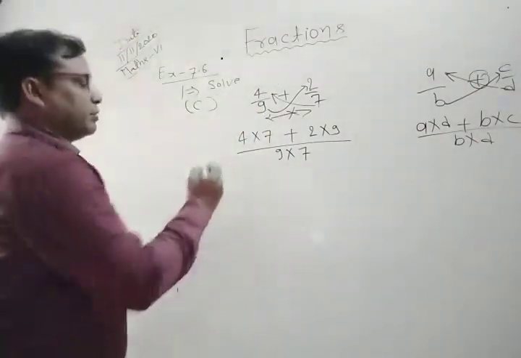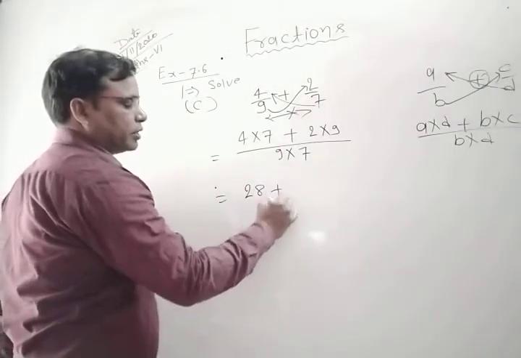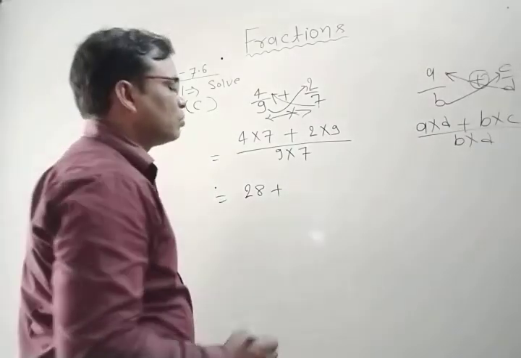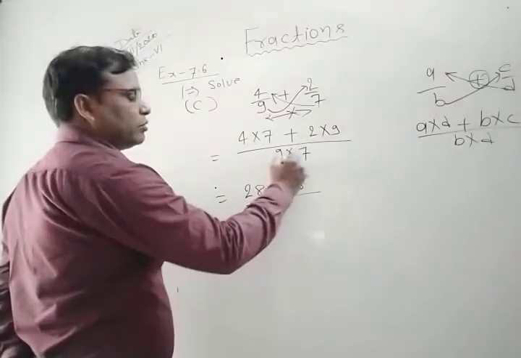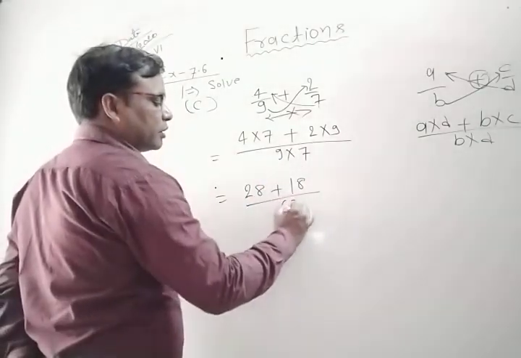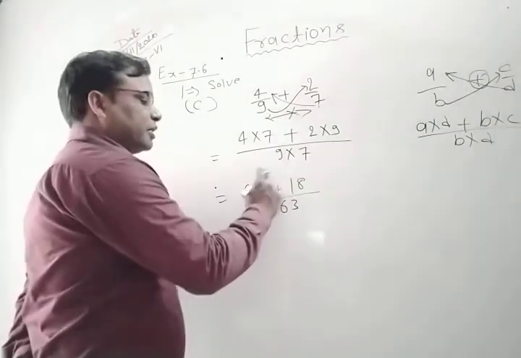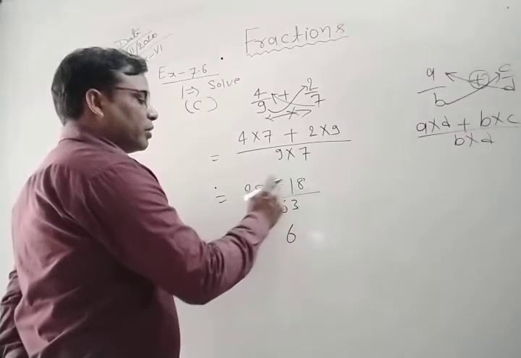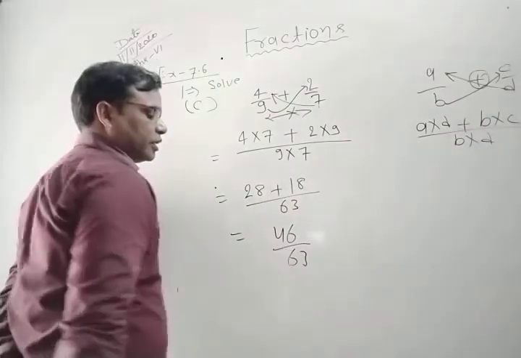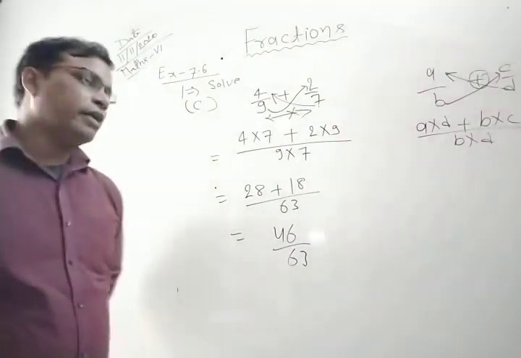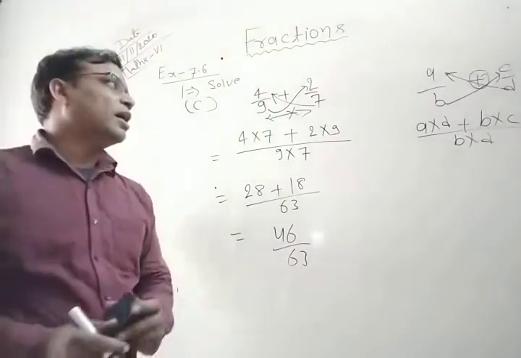The 4 into 7 becomes 28, plus 2 into 9, which becomes 18, by 9 into 7, 63. Clear? Now add them. 8 plus 8, 16, carry 1. 1 plus 2, 3, plus 1, 4. So 46 by 63. Clear? Such types you can solve like this.